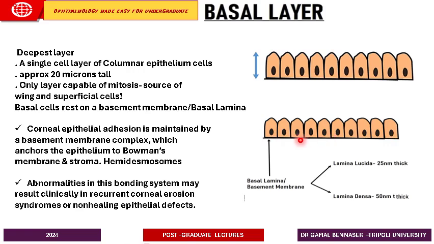And this basal lamina is anchoring the basal columnar cells to the Bowman's membrane by hemidesmosomes. So abnormality in this layer plays an important role in occurrence of some diseases like the recurrent corneal erosion syndromes and will lead to persistent epithelial defect. So to sum up, this layer plays an important role in the mitotic activity, and it will replace the wing cells and the epithelial cells, and it is a single layer attached to the basal lamina, and the basal lamina is attached to the Bowman's layer by hemidesmosomes.